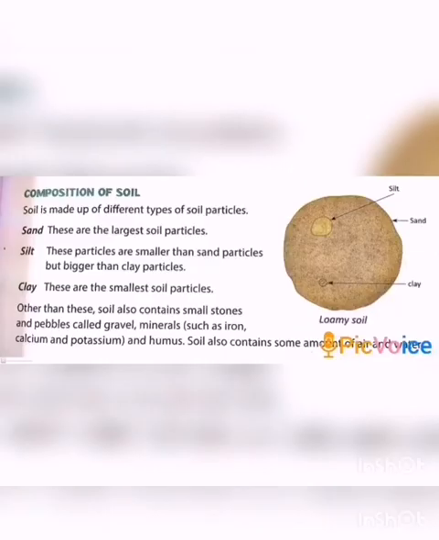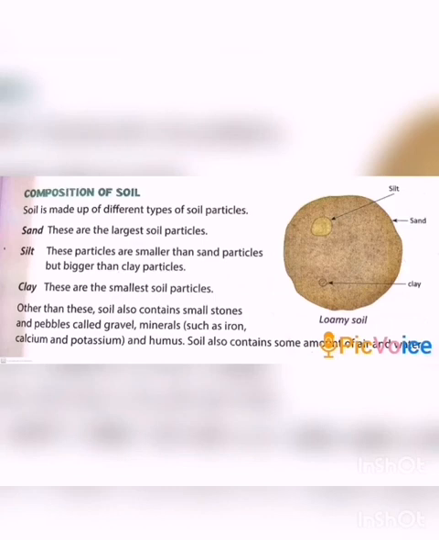Composition of soil. Soil is made up of different types of soil particles. That is sand, silt, clay, small stones, pebbles, minerals and humus. Sand particles are the largest soil particles. Silt particles are smaller than sand particles and bigger than clay particles. Clay particles are the smallest soil particles.